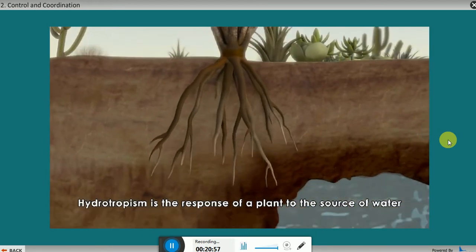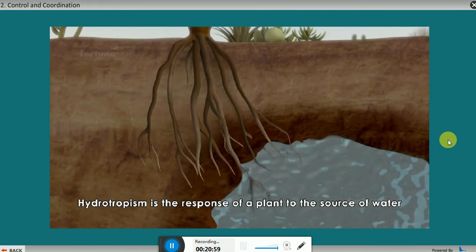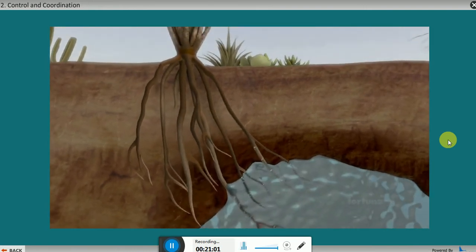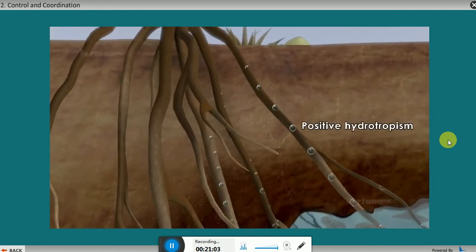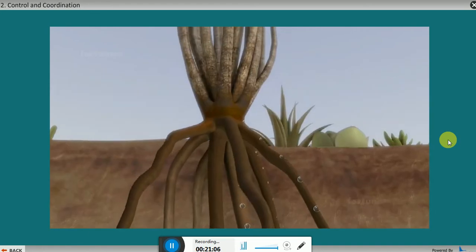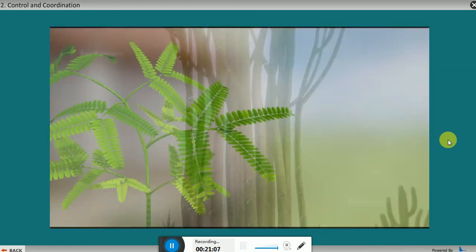Hydrotropism is the response of a plant to the source of water. Plants always exhibit positive hydrotropism, growing towards a source of water.